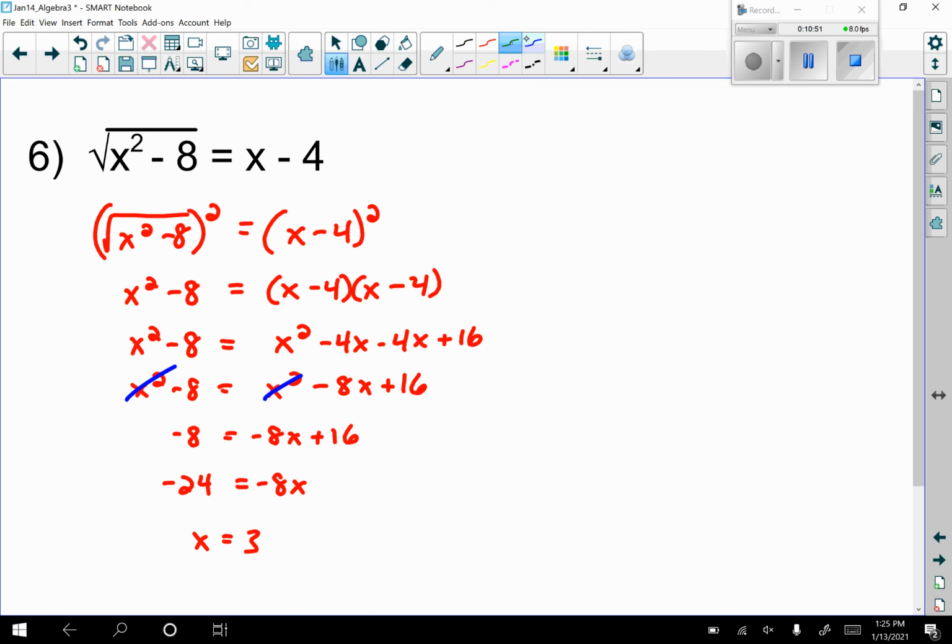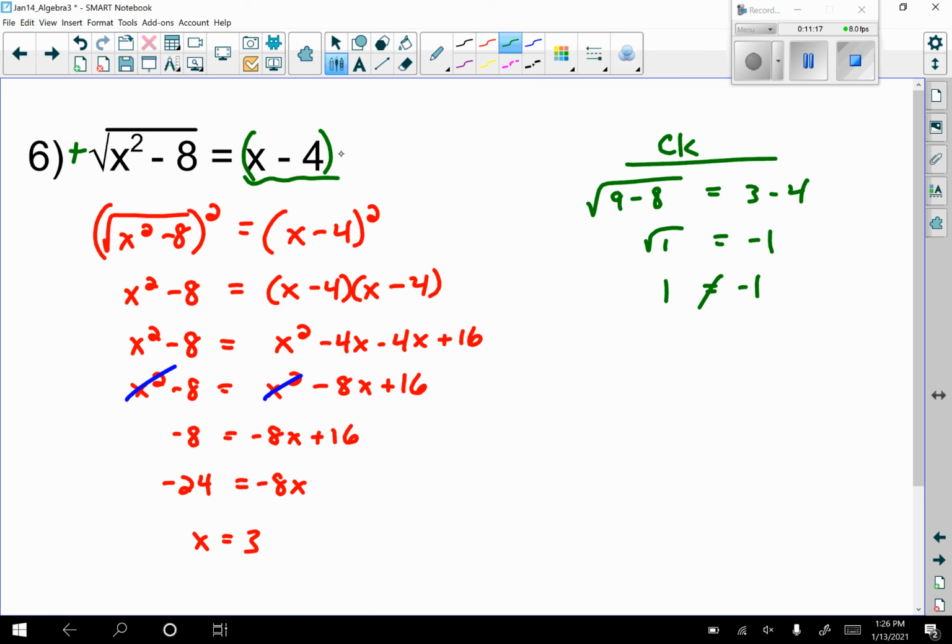But let's check this. So if I have the square root, 3 squared is 9 minus 8. Over here, I'm going to get a 3 minus 4. Square root of 9 minus 8, that's square root of 1, is equal to negative 1. This is the positive square root of 1, so my left side is just going to give me a positive 1. That's not equal to a negative 1. So even though it looked good, this is a positive square root. So this expression over here has to be positive. And when x is 3, it's definitely not positive. So I go back, I cross that out, and I really have no solution.